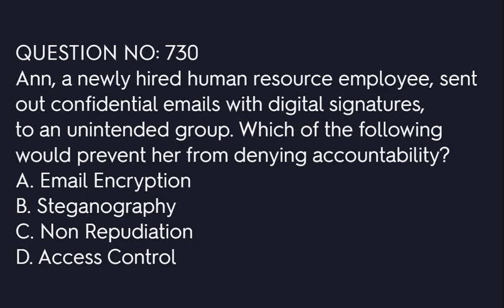Question no 730. A newly hired human resource employee sent out confidential emails with digital signatures to an unintended group. Which of the following would prevent her from denying accountability? A. Email encryption. B. Steganography. C. Non-repudiation. D. Access control. C.